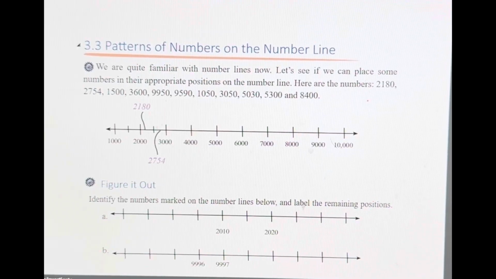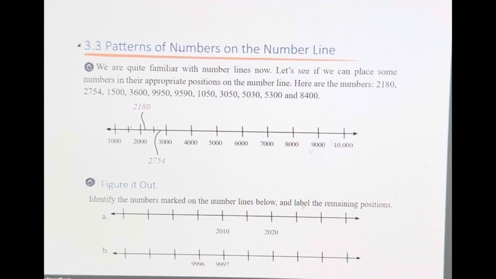So here are some numbers given: 2180, 2754, 1500, 3600, 9950. Many numbers are given, and there is a number line given. Now two numbers are already marked: 2180 and 2754. So we will mark the remaining numbers. So you can see 2180 is already marked. First two are already marked.